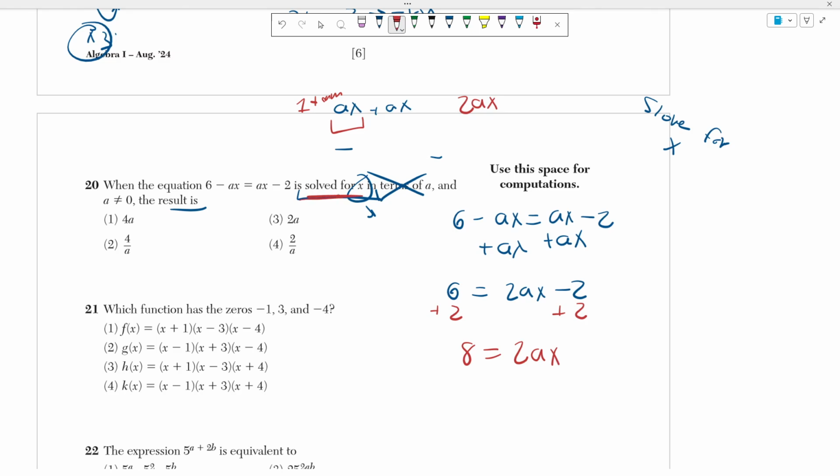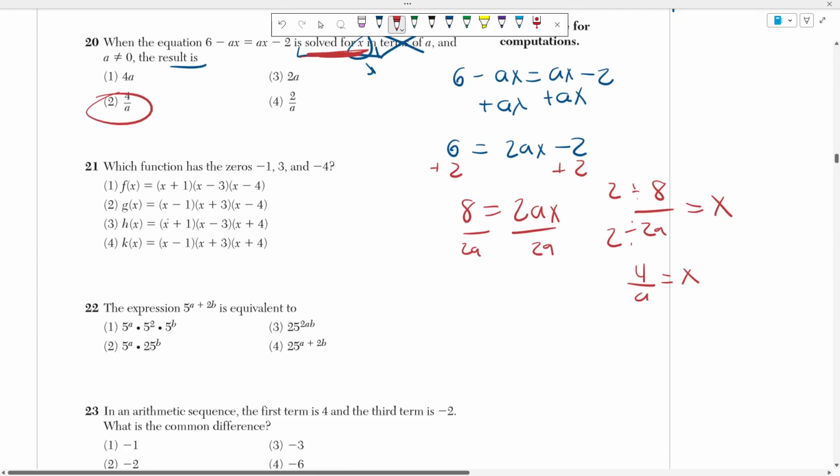Now I want to solve for x. So I'm going to divide both sides by 2a, and I'm going to be left with 8 over 2a is equal to x. Perfect, right? Now which one of these choices matches that? It's going to be choice 2. How? Because all they did was simplify 8 over 2a by dividing the top and the bottom by 2. They simplified it into 4 over a, and that's equal to x.